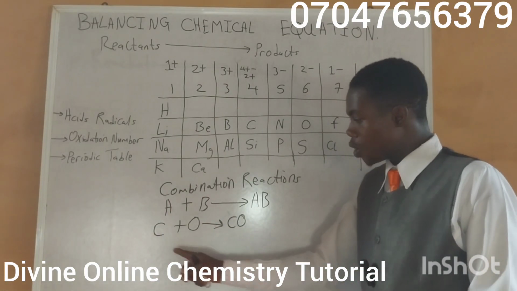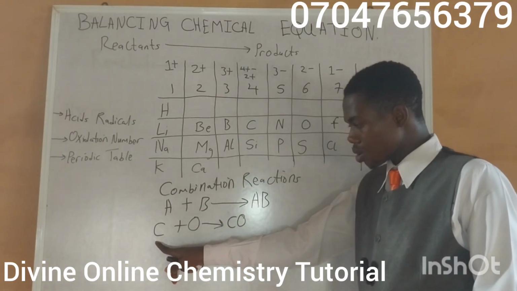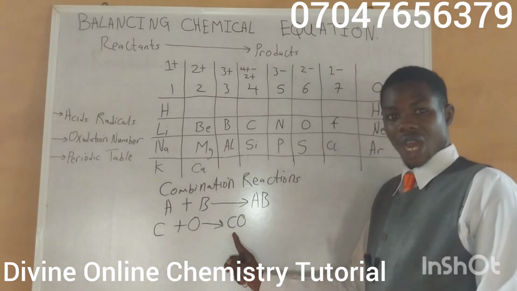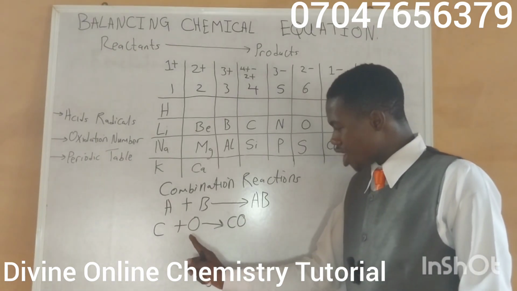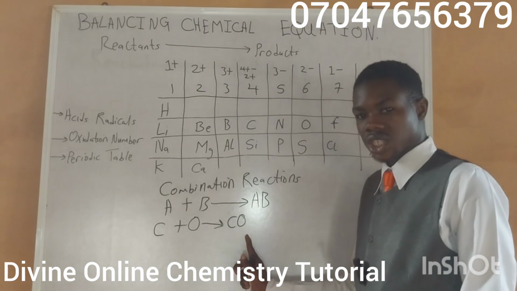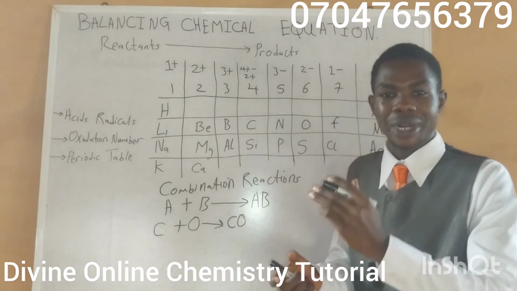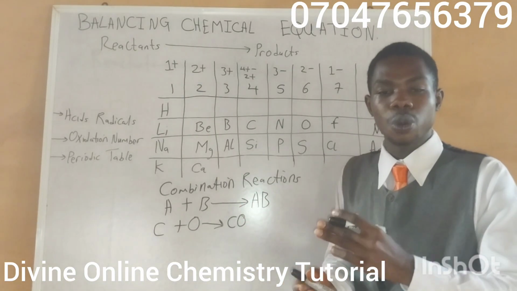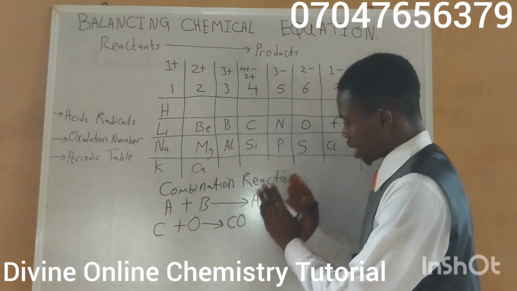Now, if you look at it very well, we have one carbon here. If you come to the product side, we also have one carbon. If you go to the reactant side, we have one oxygen. If you come to the product side, we have one oxygen, which means this equation is balanced. Are you seeing it now? As proposed by the principle of balancing of chemical reactions, this equation is balanced.